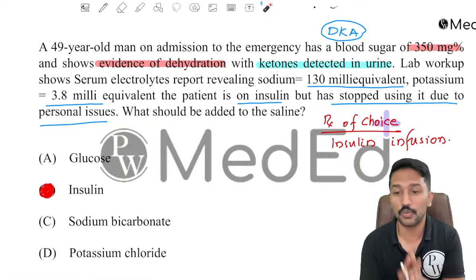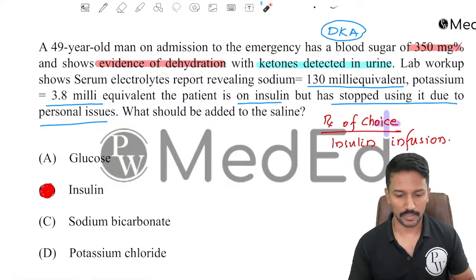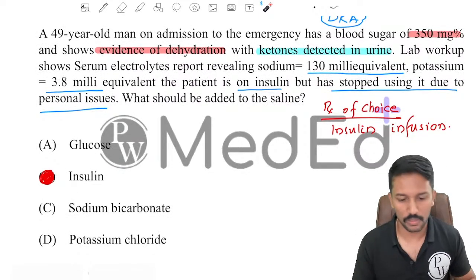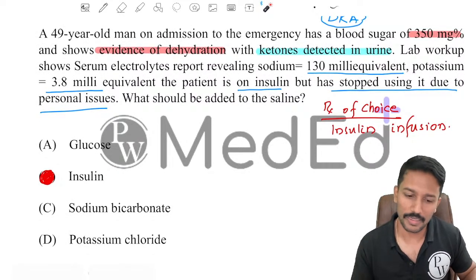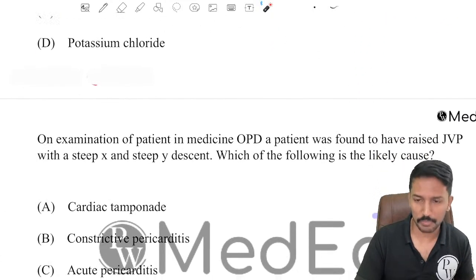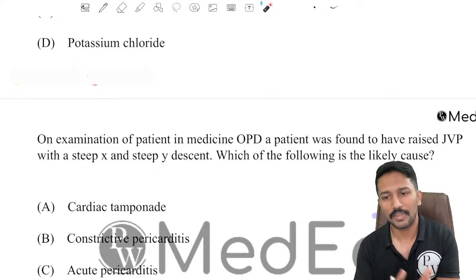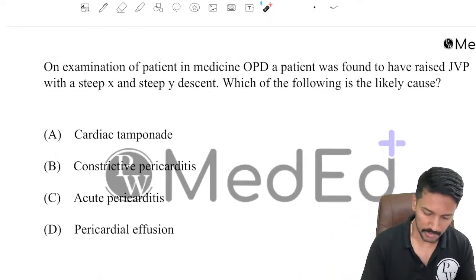But here we have to choose one best answer. The best answer would be to give insulin, right? That is the treatment of choice. Yes, Rahul Ranmale, that's the 0.1 unit per kg. So for a 50 kg person, we will start with 5 units per hour infusion. And then we have to titrate up or down according to the patient's blood glucose level.